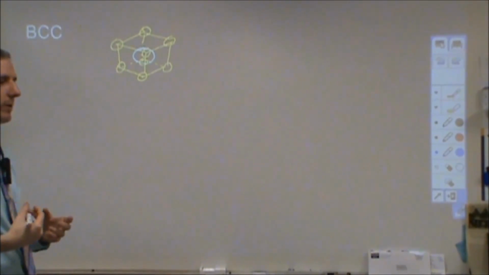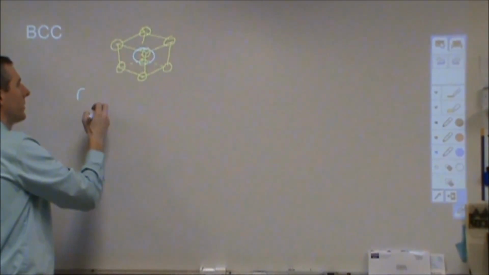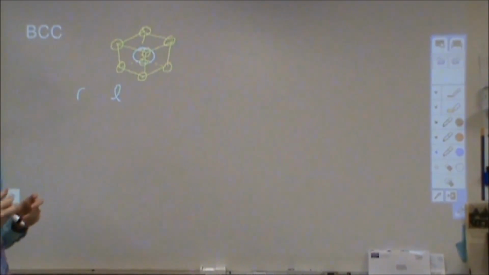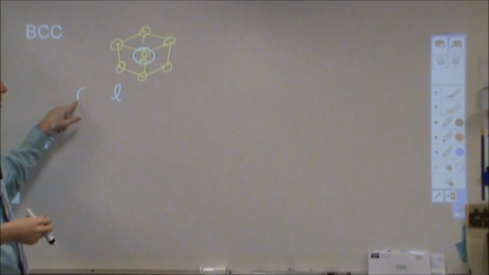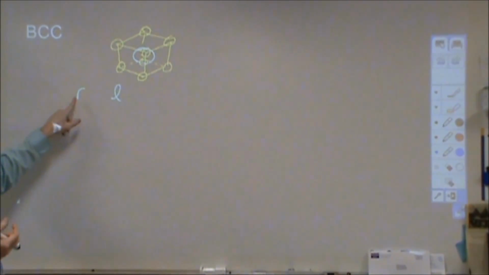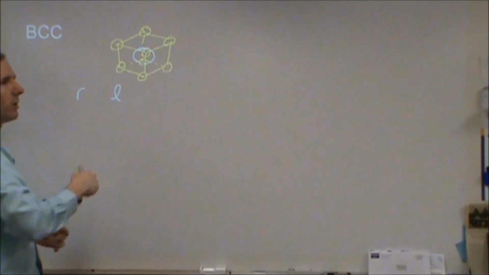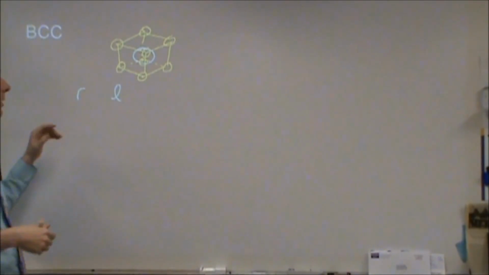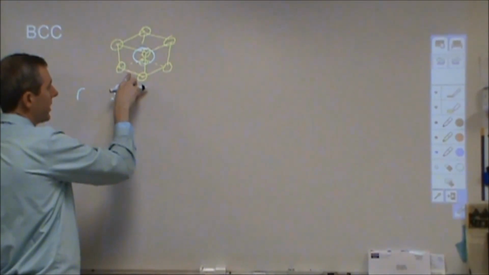Now, one of the key questions here is how can we relate the radius of these atoms to the length of the side of the cube? And that's critical information because often we will know one of these two things, either from density or from some kind of other external information where we've known the radius of the atom. And we can use them to interrelate the two so we can relate the size of an atom with the density of the metal.